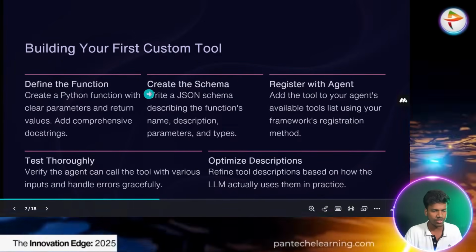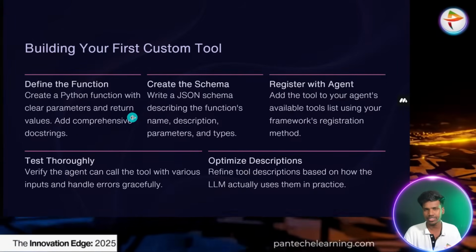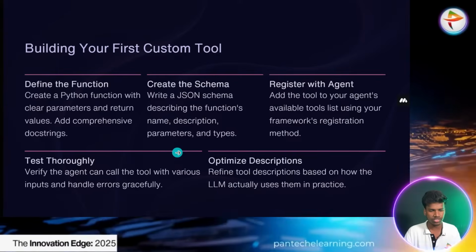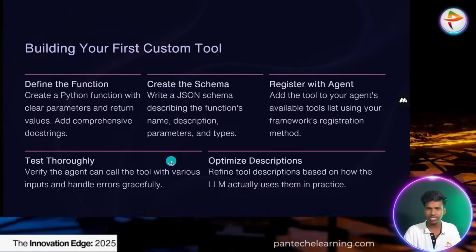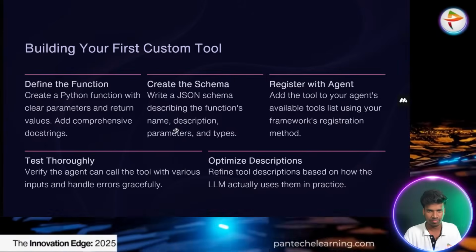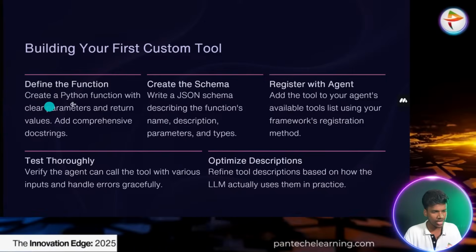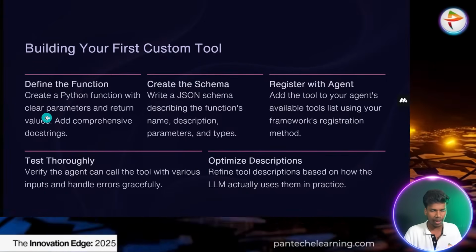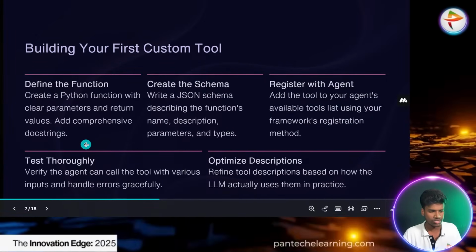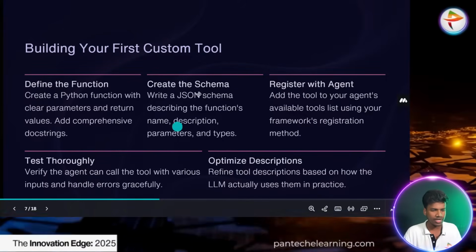Okay. So define the function. Create the Python function with a clear parameter. It is related to the coding part. So just try to understand this concept; in the easiest way, I will explain later. So how can we create it in the easiest way? Create the Python function with clear parameters and return values. Add comprehensive docstrings, and create the schema.